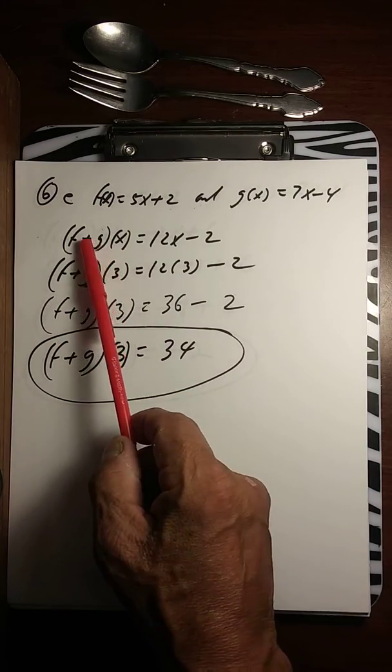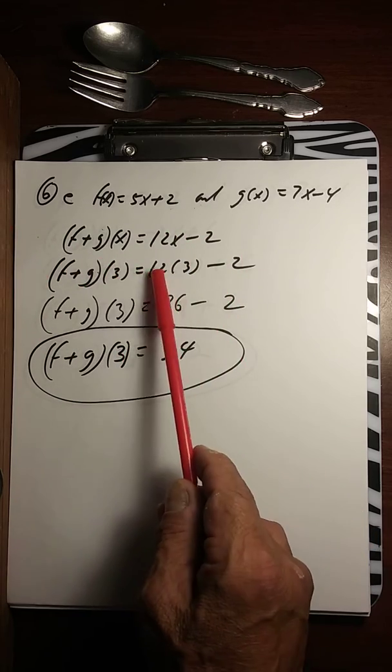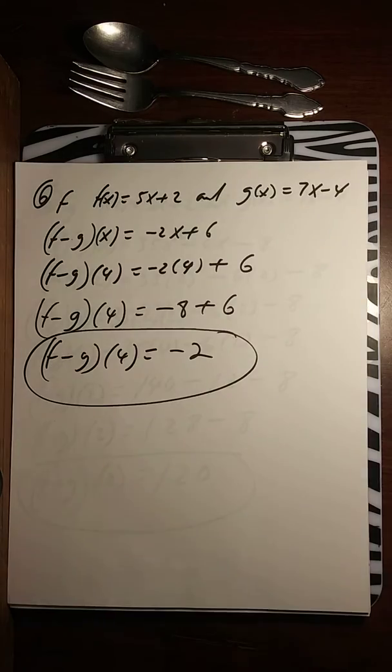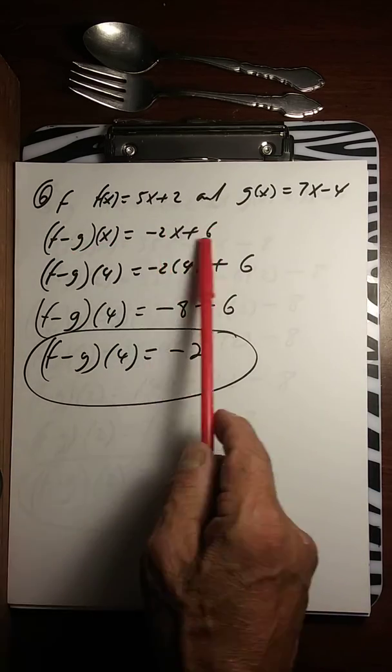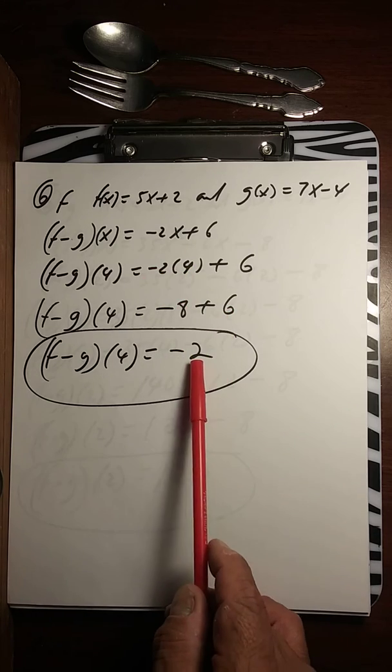6e. F plus g of x is this, we got it from before. So now what happens if you put a 3 in there? So 12 times 3 is 36, plus that, 34. F minus g of x is this one. What happens when you put a 4 in there? Negative 2 times 4, negative 8, plus that is going to be negative 2.